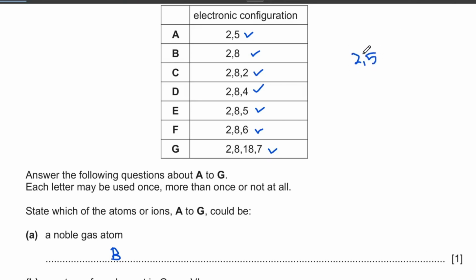Now, if a group 5 element becomes stable, it will gain 3 electrons and it will become 2,8. So that means we are looking for 2,8 or 2,8,8. And from here, the element with 2,8 is B. So our answer is B, because this is the electronic configuration of a group 5 element that has become an ion by gaining 3 electrons. So our answer therefore is B.